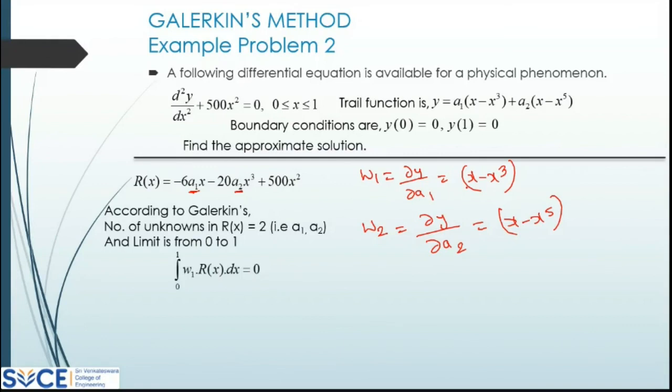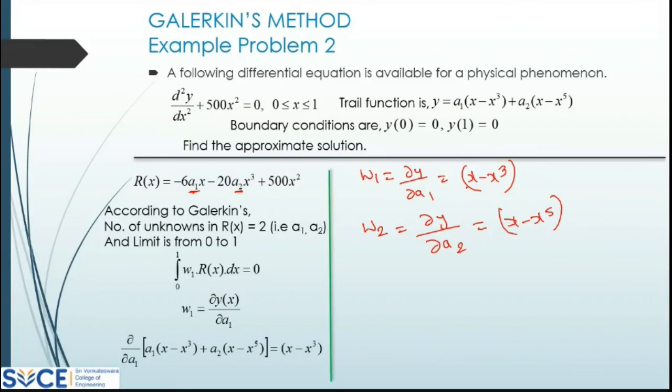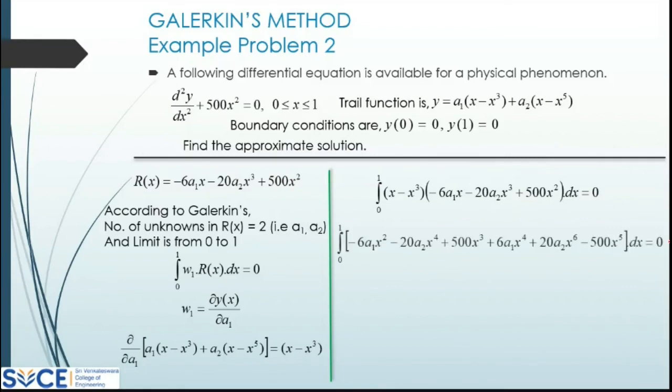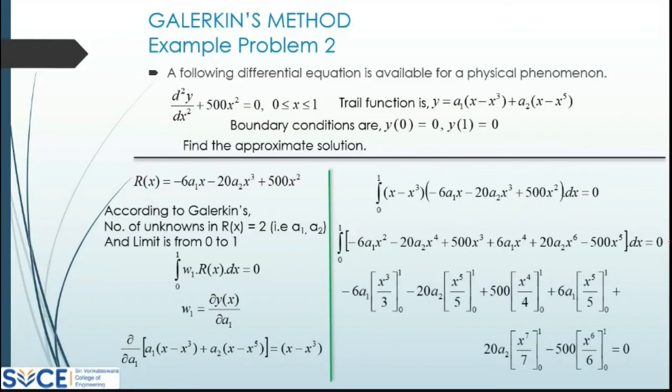So the integral from 0 to 1 of w1 r of x dx is equal to 0, substituting it. Here w1 is equal to dou y by dou a1, so you will get the partially differentiated value. I will erase this because it will be disturbing. Next, multiply with your r of x and you get a whole term like this. Then integrate it and apply your limits. When you do that, you will get this as a value. This is equation number 1.